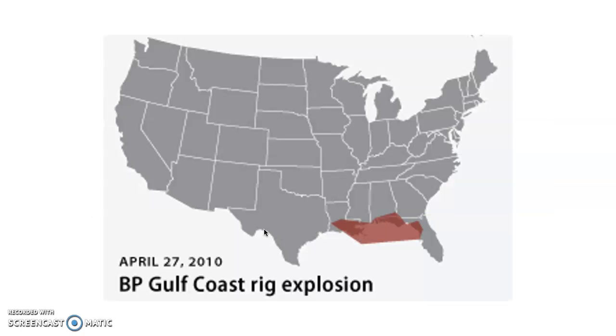This is a picture of the area. The red area right here is the area affected by the Deepwater Horizon oil spill. You can see the land that the oil has covered. It's covered in 4 states, mainly Louisiana, Mississippi, Alabama, and Florida, and a little bit in Georgia.